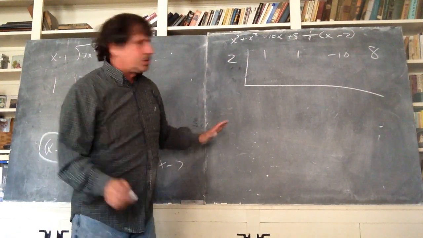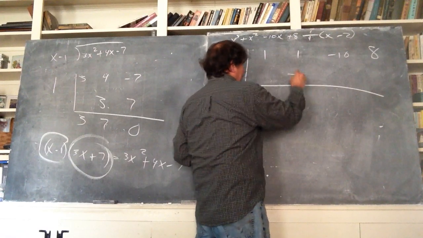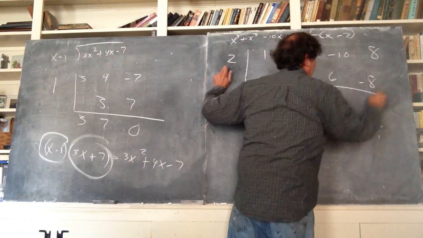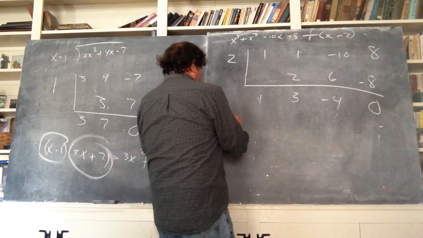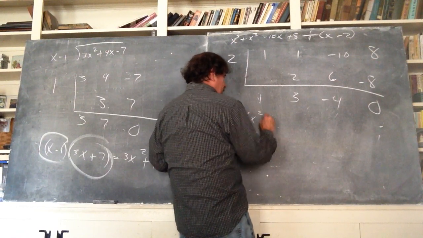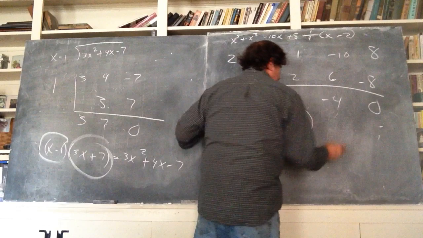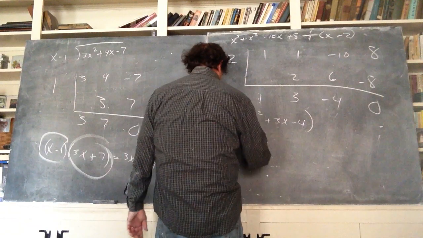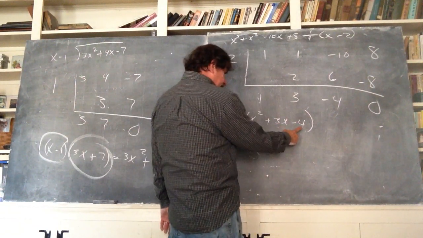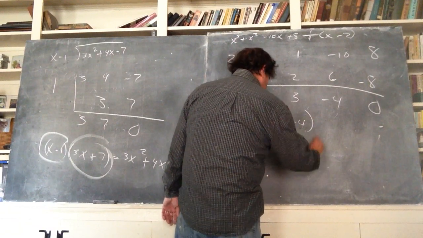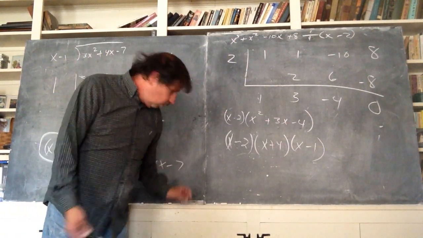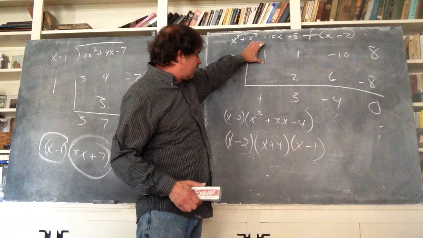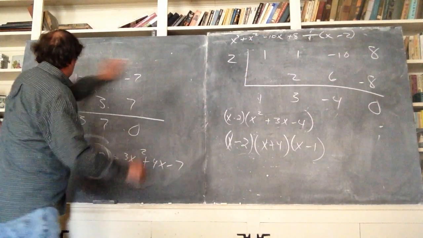This is so much quicker. Bring down, multiply, add, multiply, add, multiply, add, boom. Hey, so x minus 2 times x squared plus 3x minus 4 is this polynomial. Hey, we want to get everything in factored form. x plus 4, x minus 1. There you go. It's all in factored form. That's what the whole goal is, using synthetic division. Now, there's some things I didn't talk too much about. If this is a third degree polynomial, then that's going to be a second degree polynomial.